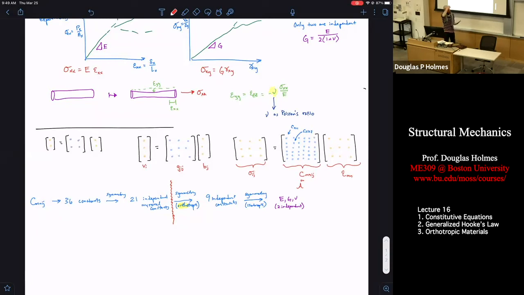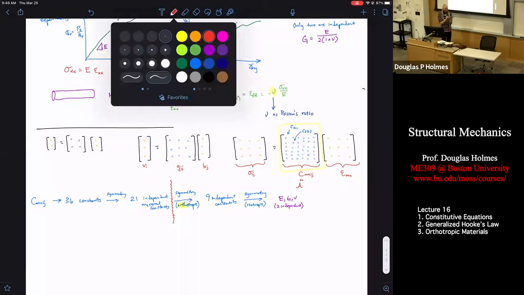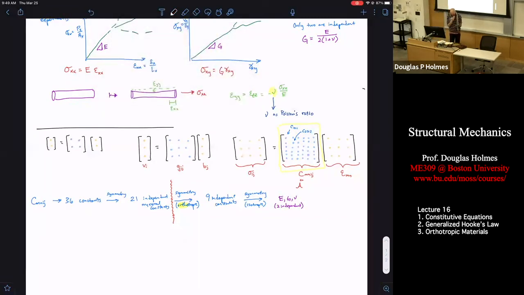This thing here is just kind of a mess to write out. And so one of the things people do is they use what's referred to as the Voigt representation, or Voigt notation. There's no H.